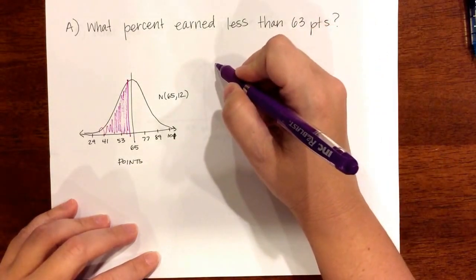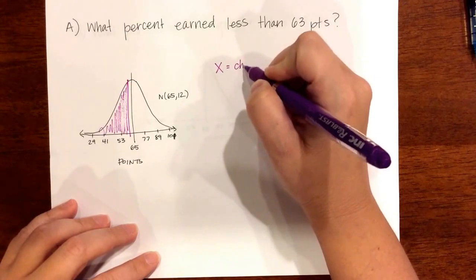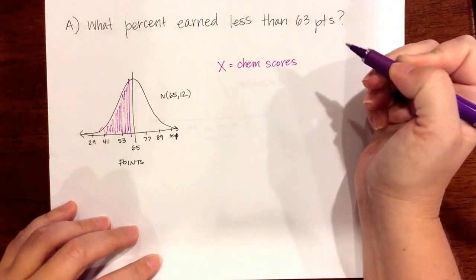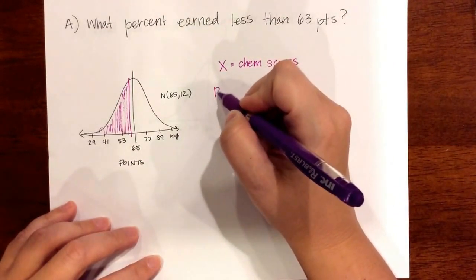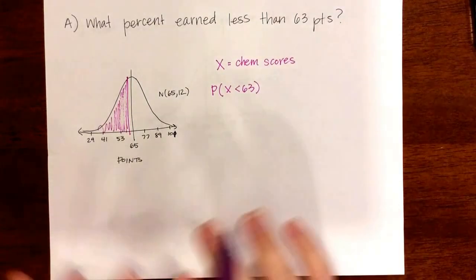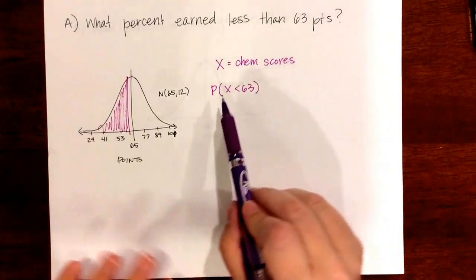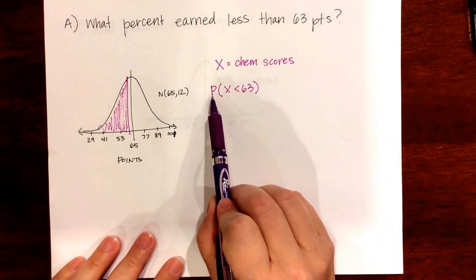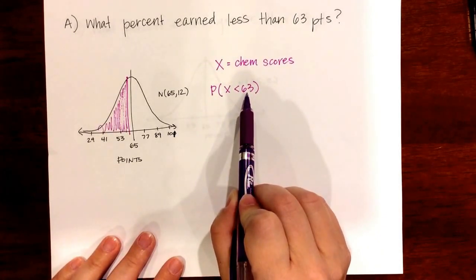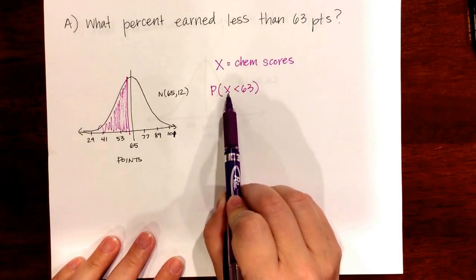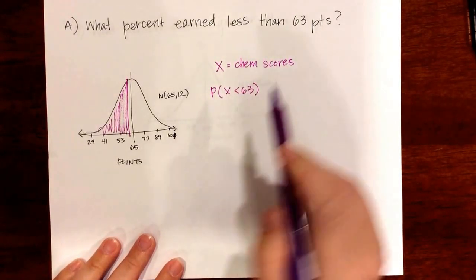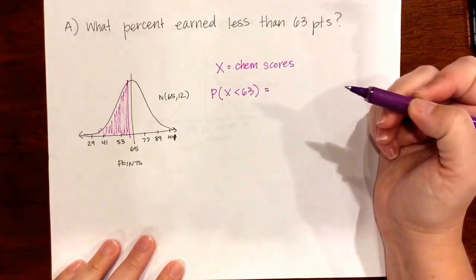First you have to write what we are talking about, and in this example, we're talking about chem scores. So we want to figure out what percent of chem scores are less than 63. Before I continue, let me make sure you understand this. This is the probability that the chem score is less than 63. This is just the question written using notation. Now I'm ready to solve the question.